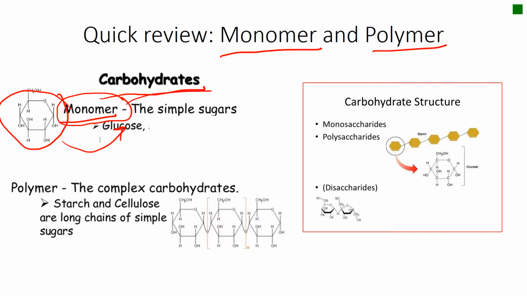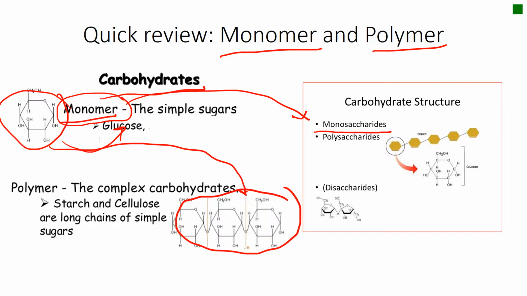So the monomer of carbohydrates are called monosaccharides. So the next time you hear the word monosaccharides, it is not something alien. Monosaccharide means monomer of carbohydrates. And the examples are glucose, fructose. Now, those combinations of the monomers, like this one, of course, they are the polymers.